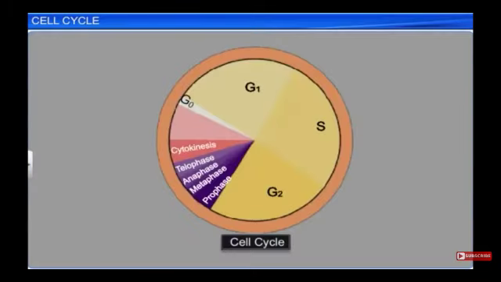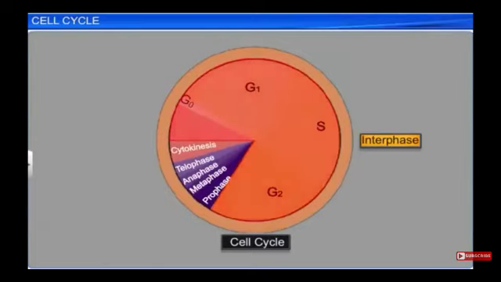Also, the cell cycle is divided into two basic phases, the interphase and the M phase or the mitosis phase. The interphase is the resting phase during which the cell prepares to divide by undergoing cell growth and DNA replication in a sequential manner. The interphase is subdivided into three phases: the G1 phase or the gap 1 phase, the S phase or the synthesis phase, and the G2 phase or the gap 2 phase.